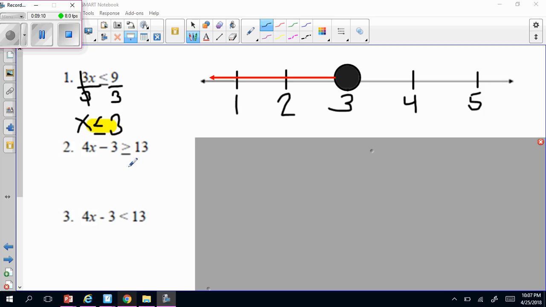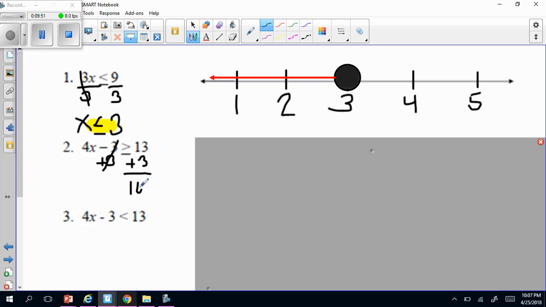Now, the only difference is now we have 2 steps, but the objective is still the same. We want x by itself. So what we can do is that you see that minus 3. I want to add 3 because that's the opposite. So I'm adding 3 on one side. Cross that out. Now it cancels. Now I have to do the same to the other side. Always remember that. Don't worry about the sign just yet. Just worry about getting x by itself. So 13 plus 3 gives us 16.